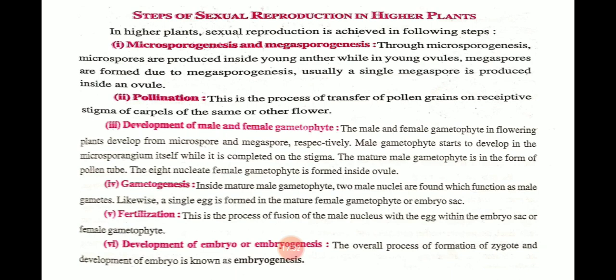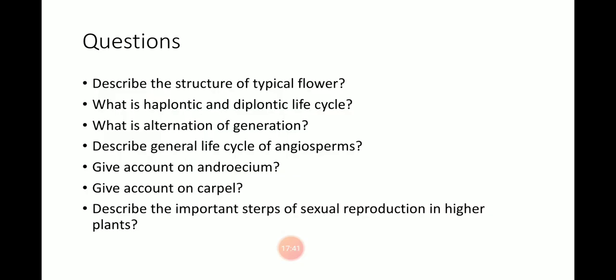Till then, the students are advised to solve the following questions which are coming at the end of this video. The questions are written here as follows: describe the structure of a typical flower, what is haplontic and diplontic life cycle, what is alternation of generation, describe general life cycle of an angiosperm, give account on androecium, give account on carpel, describe the important steps of sexual reproduction in higher plants.